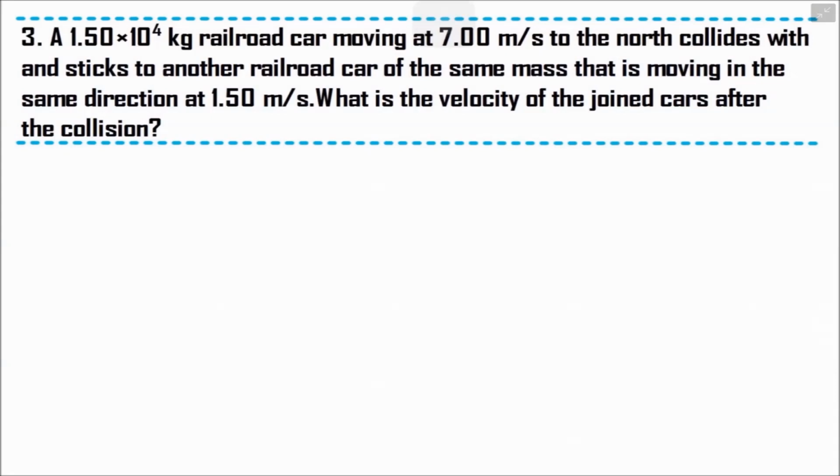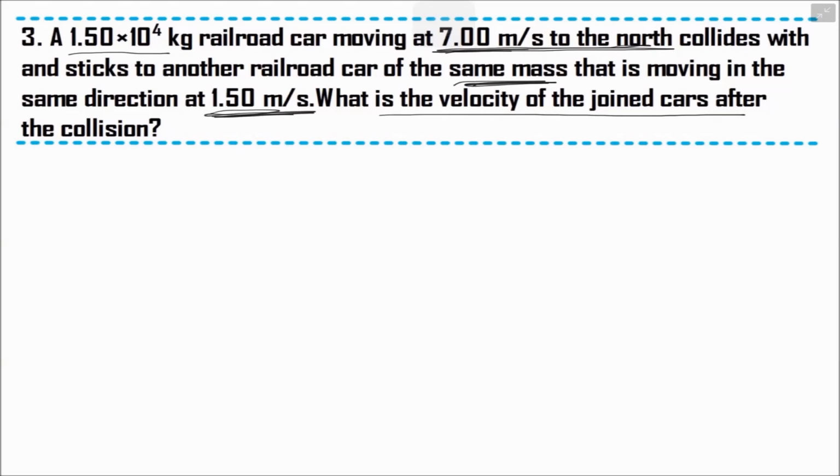Hello, welcome everyone. In this question it says a 1.5 times 10 to 4 kilogram railroad car moving at 7 meter per second to the north, so it is positive, collides with and sticks to another railroad car of the same mass, so mass will be the same, that's moving in the same direction at 1.5 meter per second, so it's also positive. What's the velocity of the joint cars after the collision?